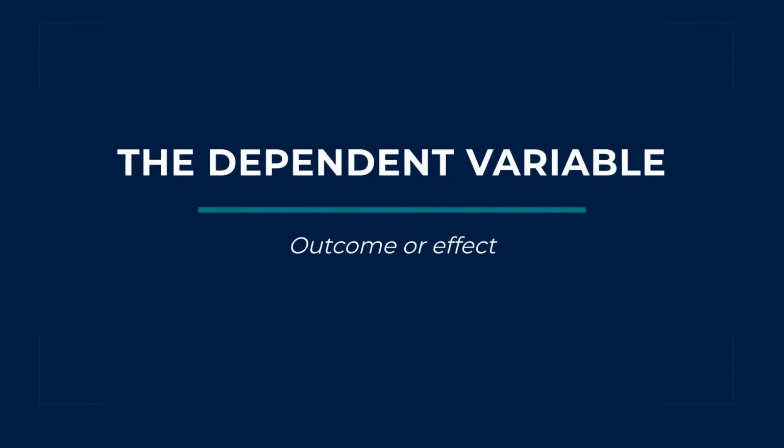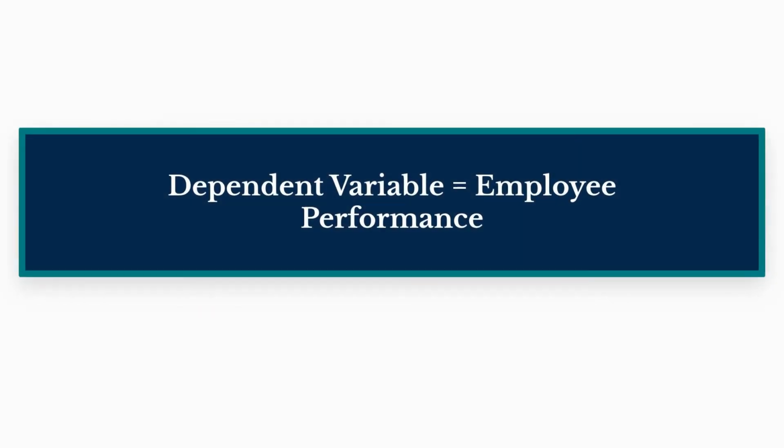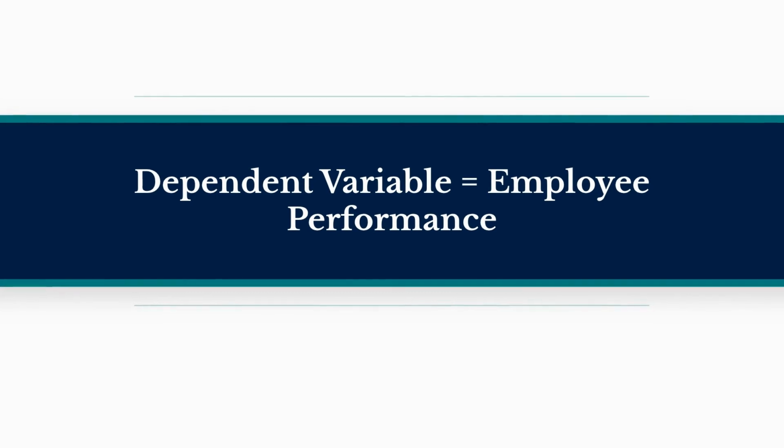The dependent variable is the outcome or effect you are trying to study. It changes depending on other factors. For example, if your thesis is about how leadership style impacts employee performance, the dependent variable would be employee performance, as it is the result you are measuring.